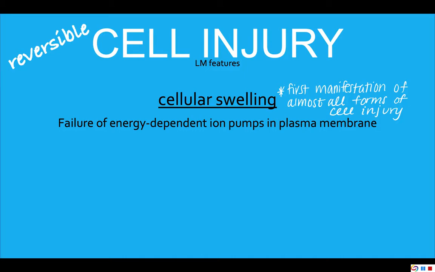So this sometimes can be hard to see on light microscopy, and it's a lot easier if you have some tissues to compare. But it is one of the things that you can see on just a regular light microscope for reversible cell injury. Now the second one is fatty change.